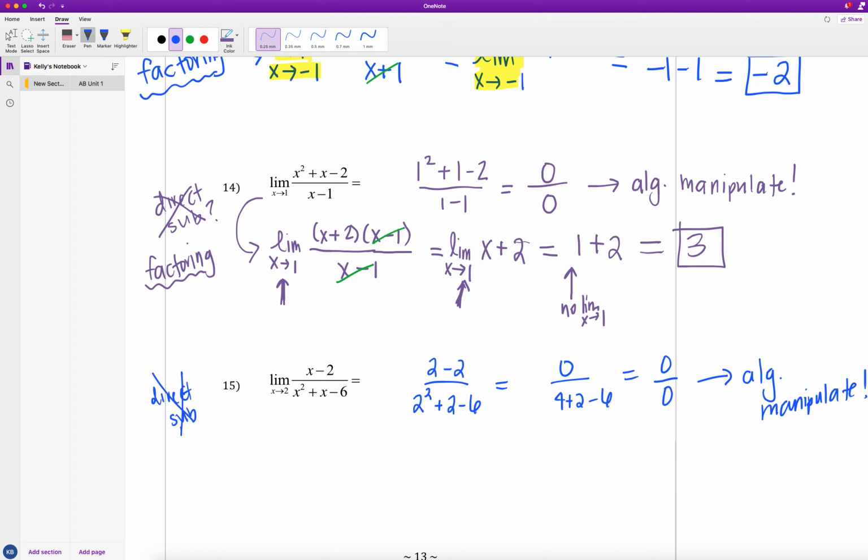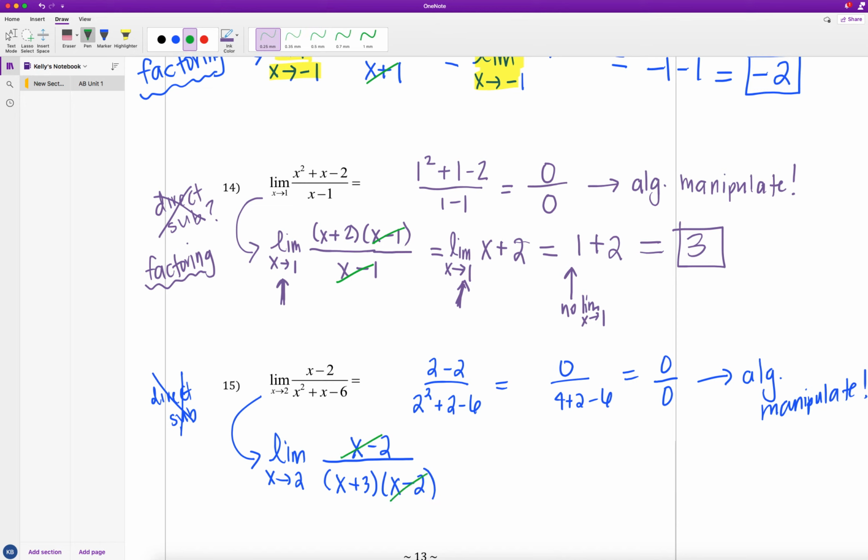But of course, especially in a problem like this, if you don't recognize that you will end up with 0 in the denominator right away, it's definitely worth it to try it and see if it works. Since it did not, I'm going to have to go ahead and algebraically manipulate it. Since I have a quadratic, there's a good chance that I can factor it. x minus 2 is already factored in the numerator. And then in the denominator, x squared plus x minus 6 will factor as x plus 3 times x minus 2.